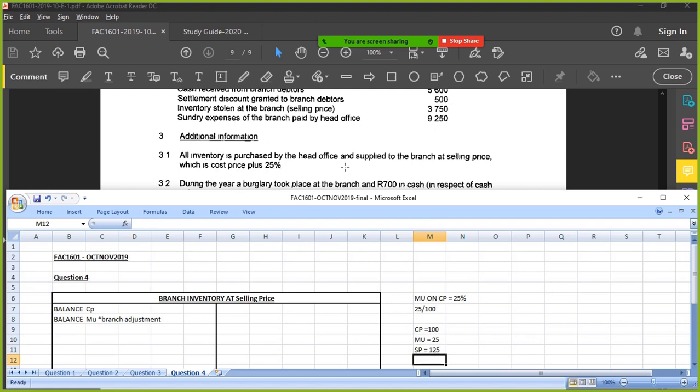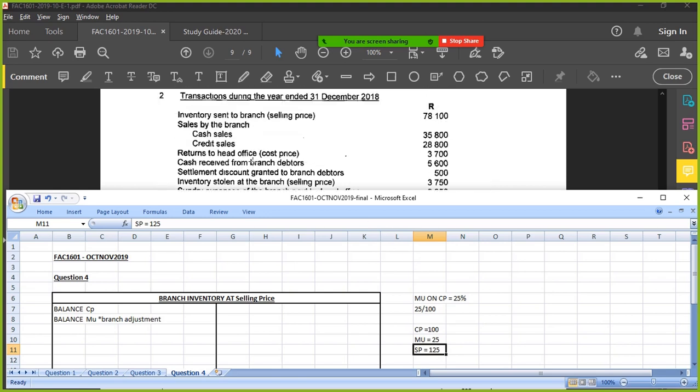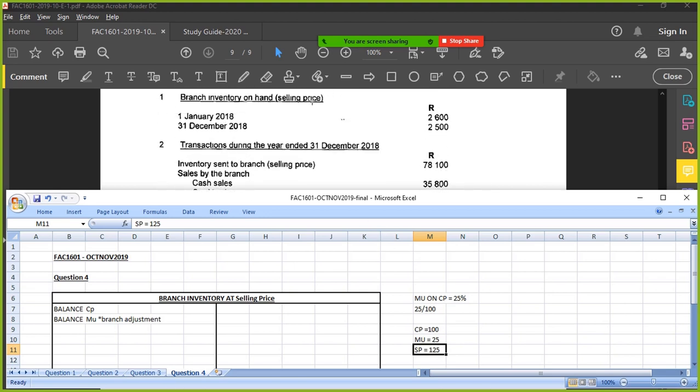Okay, all inventories purchased by the head office and supplied to the branch at selling price, which is cost plus 25. Cost plus 25 gives you that. Perfect. Okay, so if they've given you selling price of 26, okay, 26 times 100 over 125 gives you that figure. 26 times 25 over 125 gives you that figure. So that's how you would have split it.